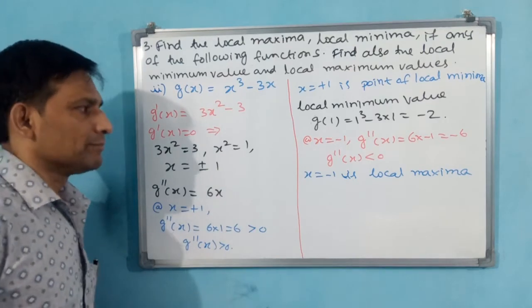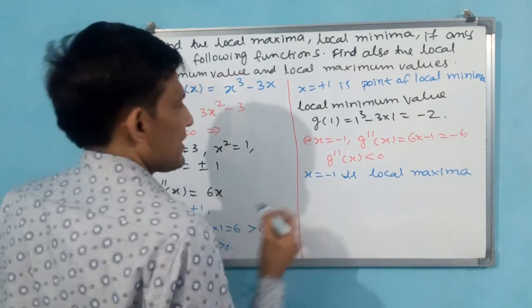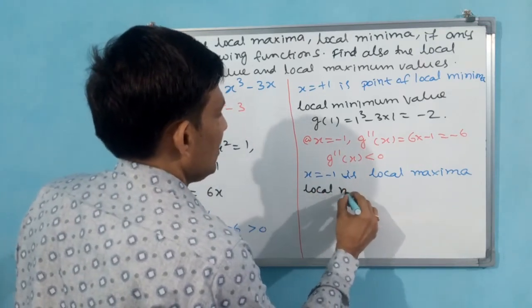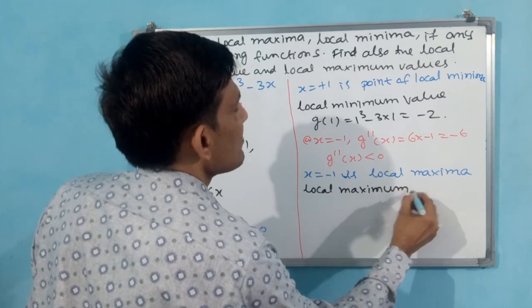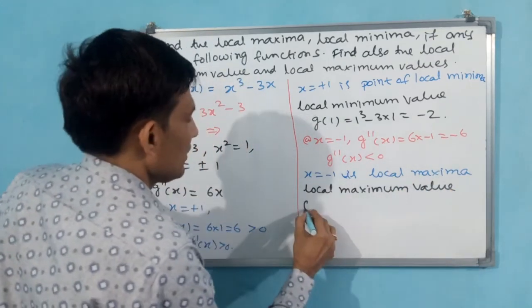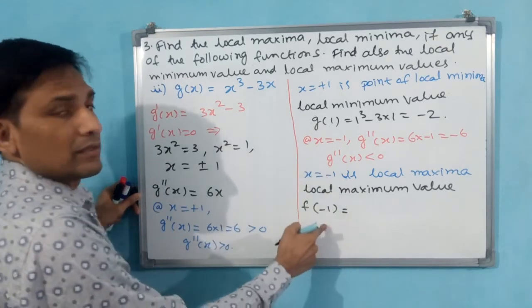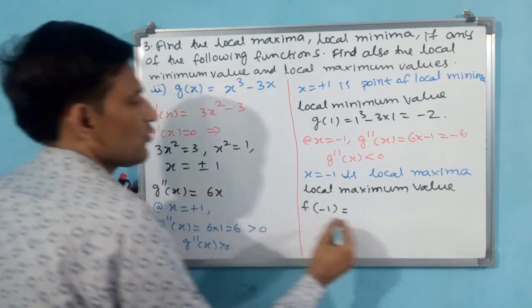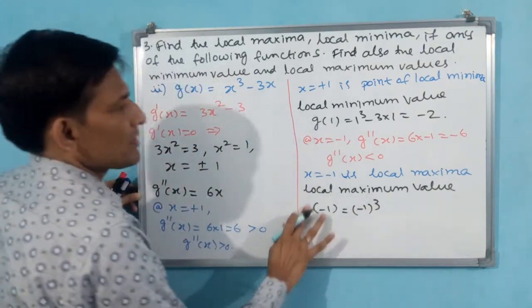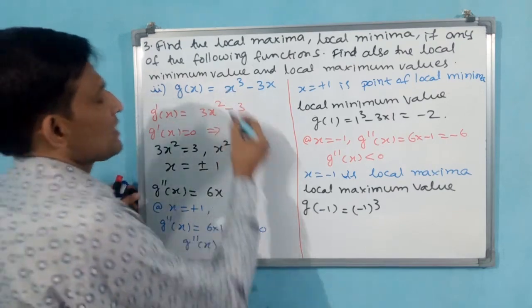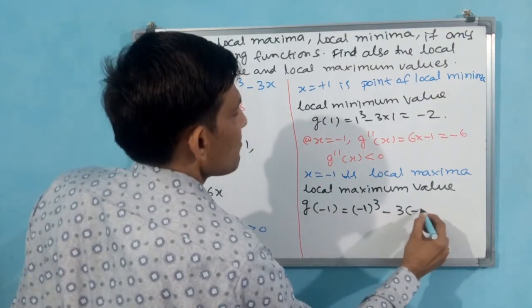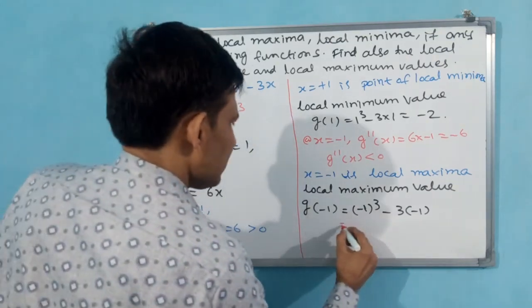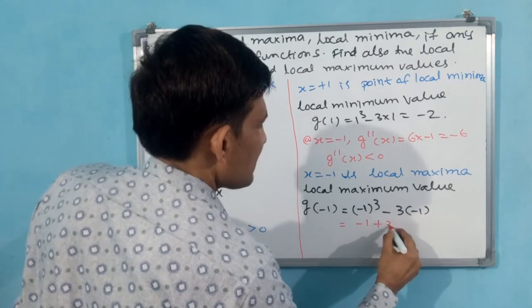Okay? Then the local maximum value you can find. Write down. Local maximum value g of minus 1. At the local maximum point, local maximum value how to find? g of minus 1. Sorry, this is not f, g. Minus 1 cube minus 3 into minus 1. Minus 1 plus 3, that is equal to 2.